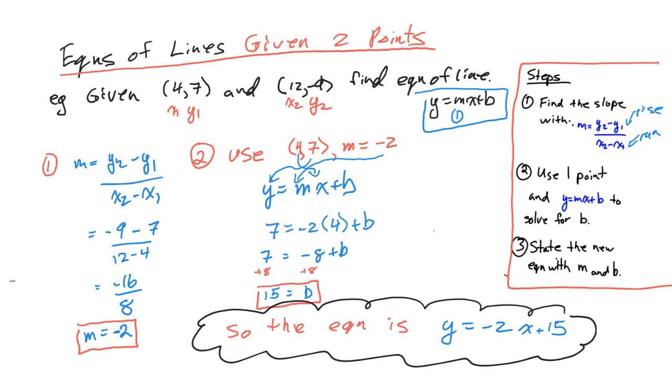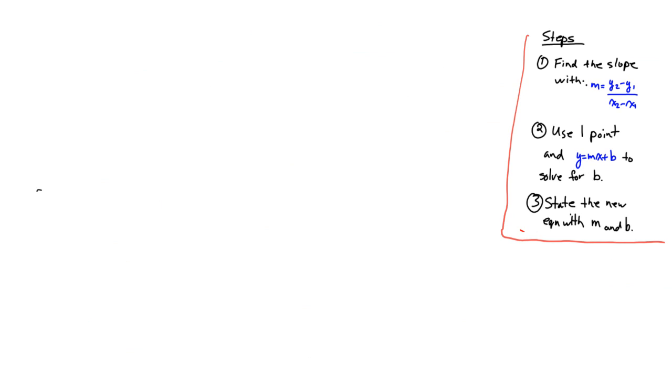And now let's go and try question number 2. Then I'll give you an exit task based on these problems, and then I want you to do the homework. Okay, so let's just do a quick refresher of our steps from before. We find the slope, we use 1 point from our 2 points, and then we state our equation with m and b.